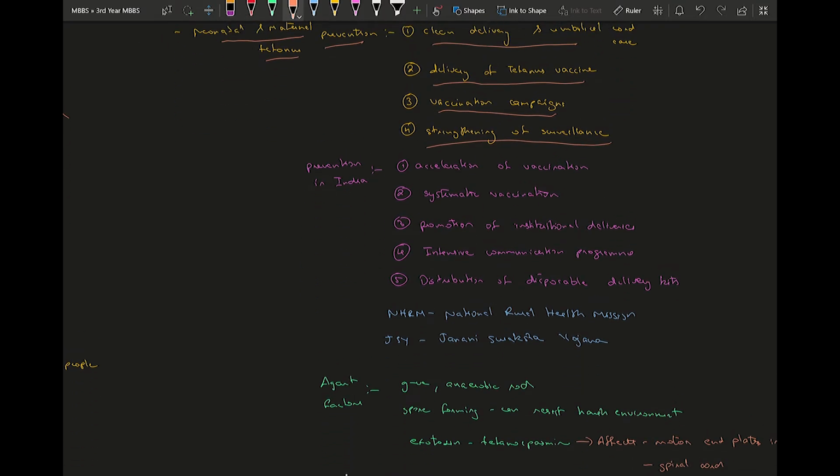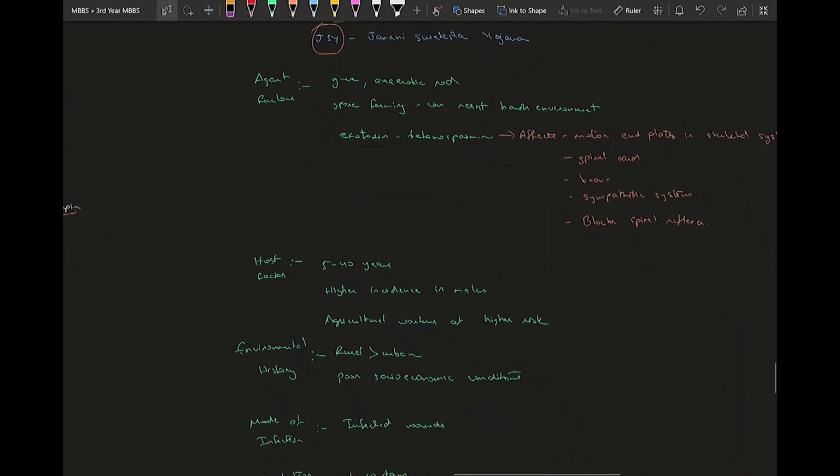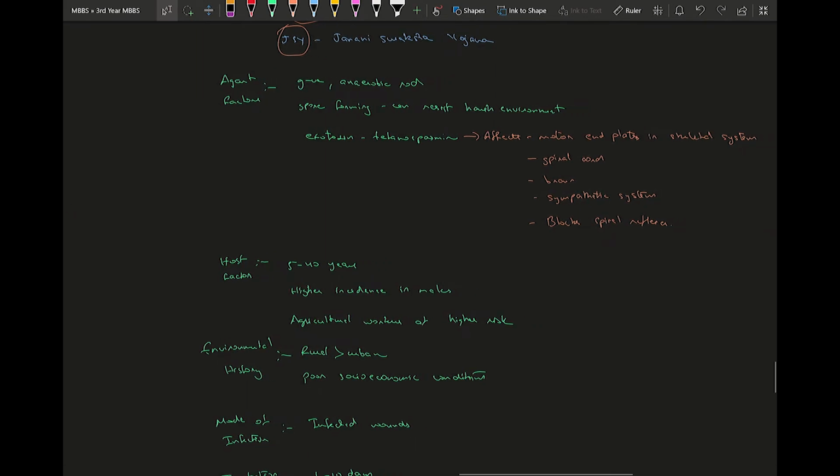So the various prevention measures in India, again, repetition of the previous points, but acceleration of vaccination, systematic vaccination, promotion of institutional deliveries, and then intensive communication programs and distribution of disposable delivery kits. So all of these points are covered in two programs. That will be your National Rural Health Mission and your Janani Suraksha Yojana. We'll talk about these two programs in detail when we talk about the health programs and their objectives and what all schemes come under it.